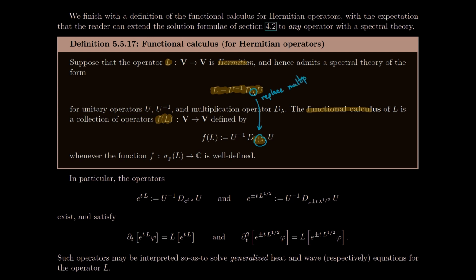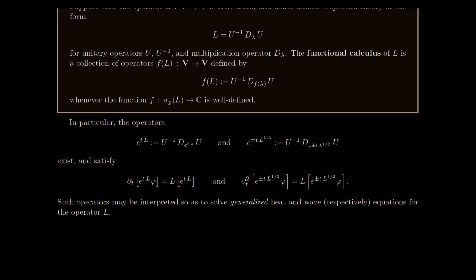multiplying by lambda with multiplying by f of lambda, right? So some function, whatever function you want, as long as it's defined on your point spectrum, you just multiply by that function instead of multiplying by lambda. Now you have a brand new collection of operators that you can define. This is actually pretty important, right? This is what we did with the heat and the wave equations by defining e to the tL.